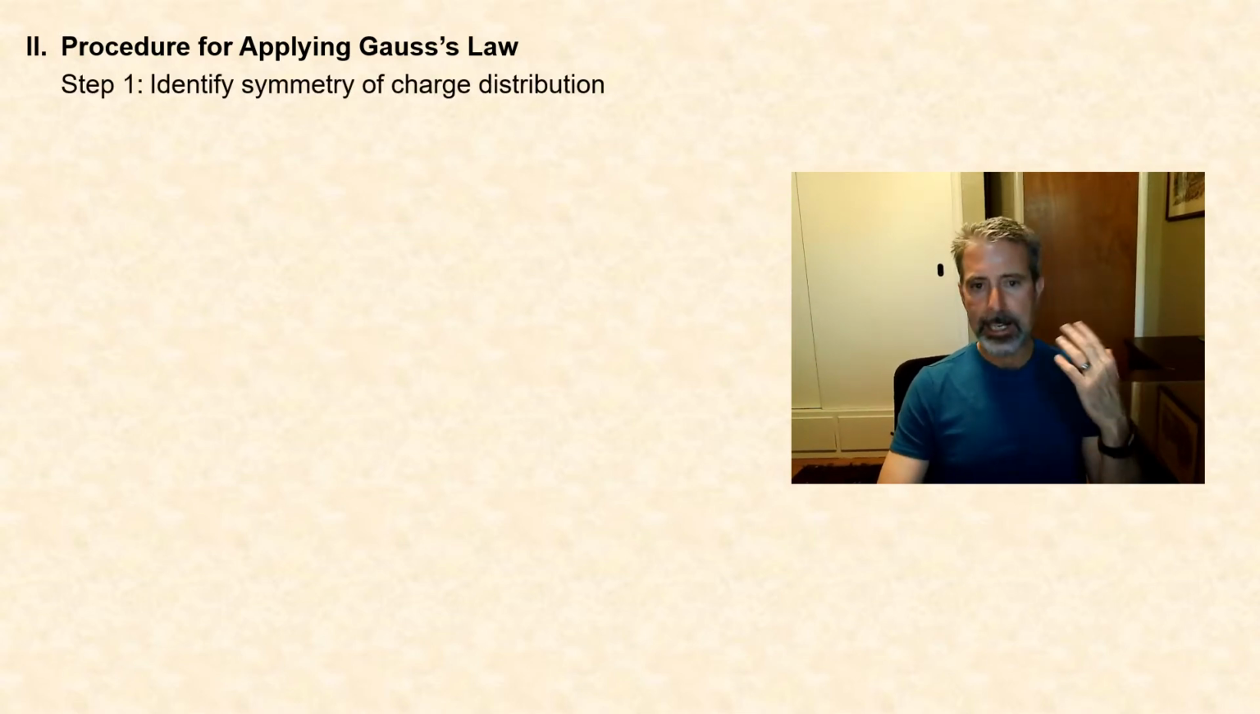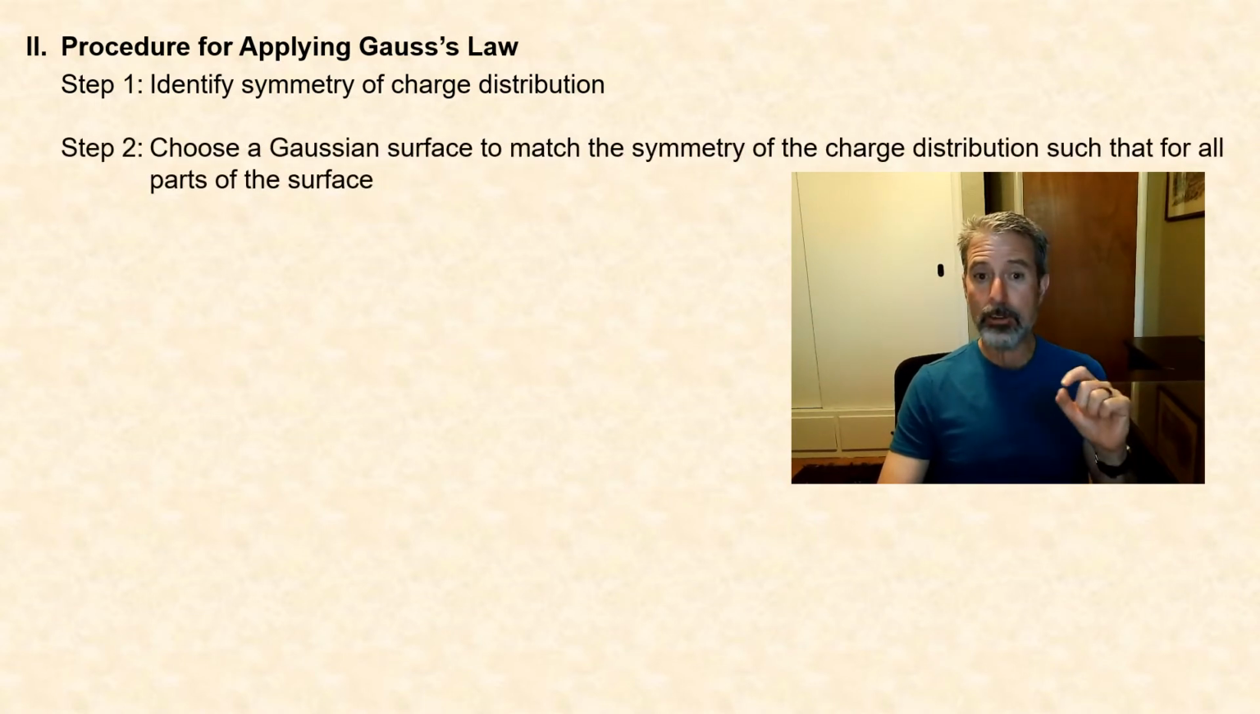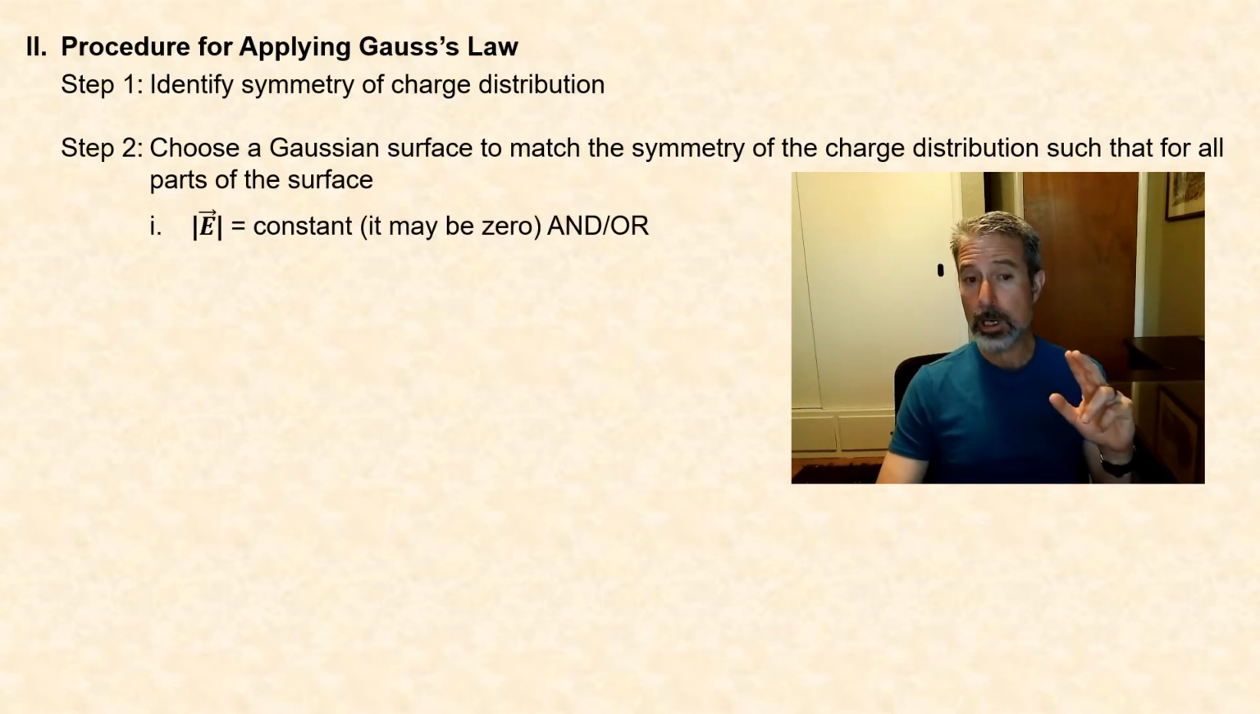The first step: identify the symmetry of the charge distribution. Like we said, we're only going to use Gauss's law for these three highly symmetric charge distributions: spherical symmetry, cylindrical symmetry, or planar symmetry. Once you've identified that symmetry, you're going to choose a Gaussian surface to match the symmetry of the charge distribution, such that for all parts of the surface, these two criteria are met. And again, this may not make a lot of sense now, but it will when we start to solve the problems.